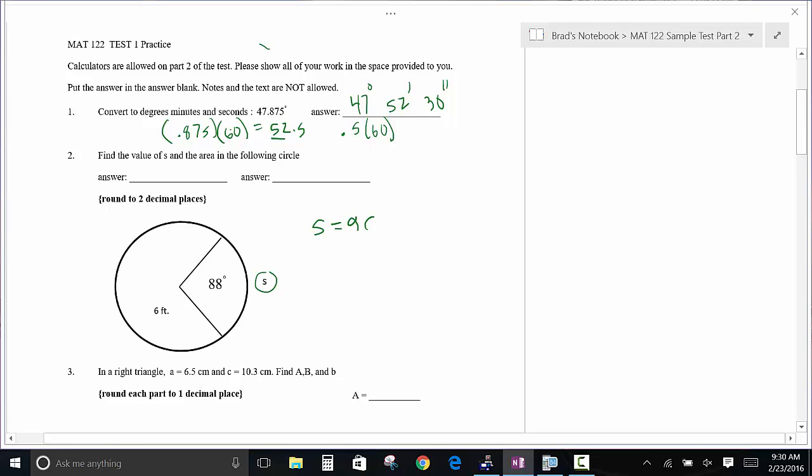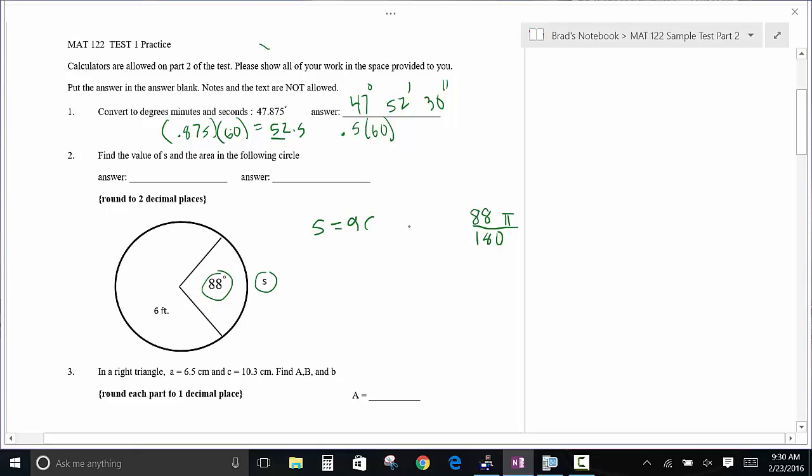I'll tell you where students mess up the most on this problem. What do you have to do with 88? You better put it in radians or you're going to get a ridiculous answer. I mean, totally ridiculous. So you're going to take 88, multiply that by pi over 180. You can reduce the fraction if you want to, but you're going to end up using your calculator anyway.